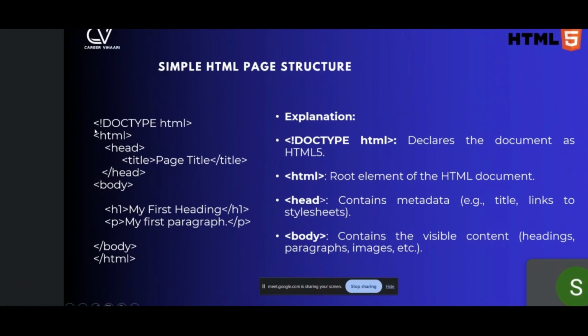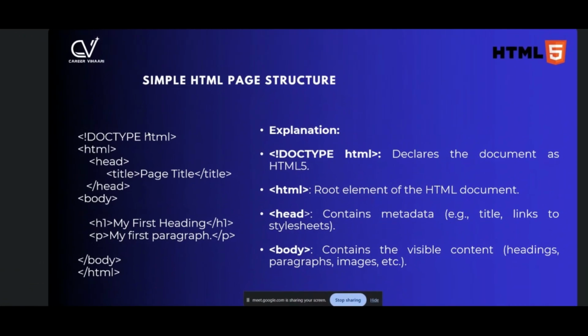We have doctype HTML. What this doctype HTML element does is it just declares the document as HTML5. It shows that this file is a document of HTML5. Okay, language. This is the HTML opening tag, and here we have the HTML closing tag. We have the head tag and the body tag. In the head tag, we will be having metadata. HTML is known as the root element of the HTML document.